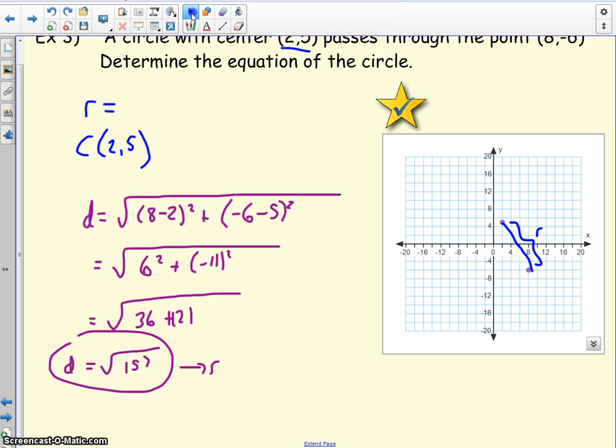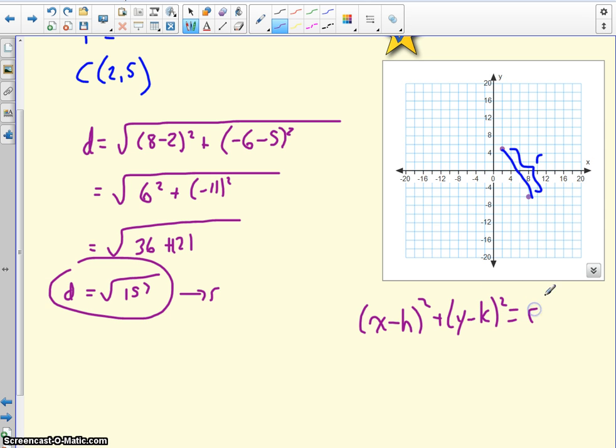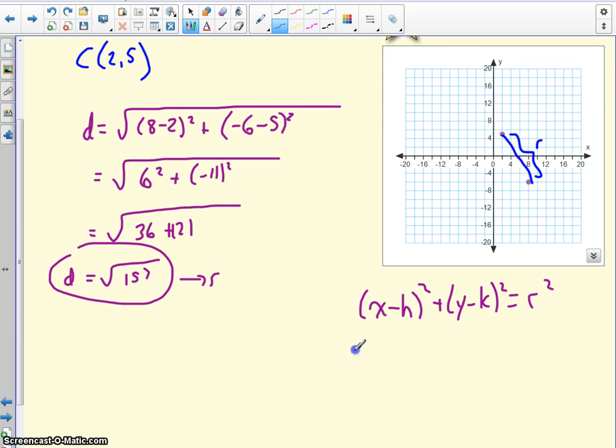So putting all that together, I should be able to find the equation. Remember the general form of a circle: (x minus h) all squared plus (y minus k) all squared equals r squared. With my center at (2, 5), I'm going to get (x minus 2) all squared plus (y minus 5) all squared, and for my radius, that radius is root 157. If I square the square root of 157, it cancels out the square root, so I wind up with 157. So this right here should be the equation of my circle.